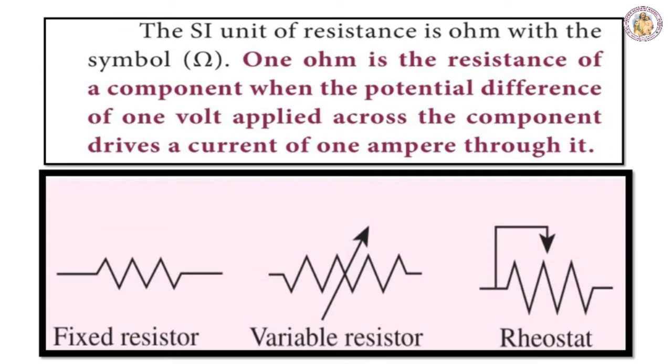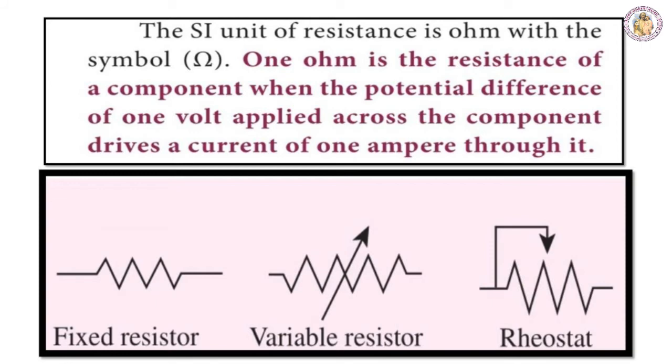The SI unit of resistance is ohm, with the symbol Ω. 1 ohm is the resistance of a component when the potential difference of 1 volt applied across the component drives a current of 1 ampere through it. We can also control the amount of flow of current in a circuit with the help of resistance.